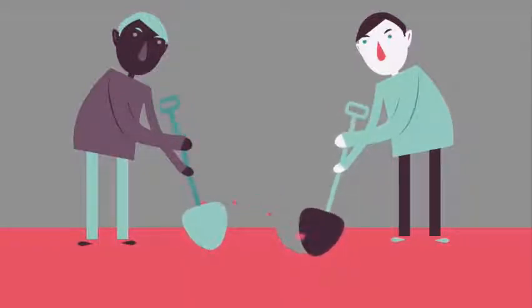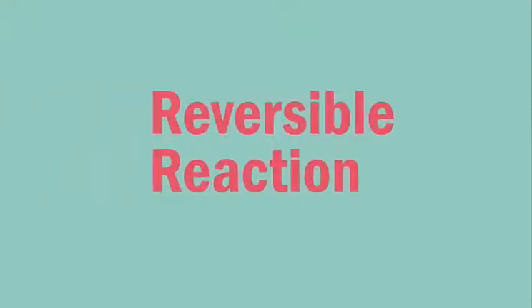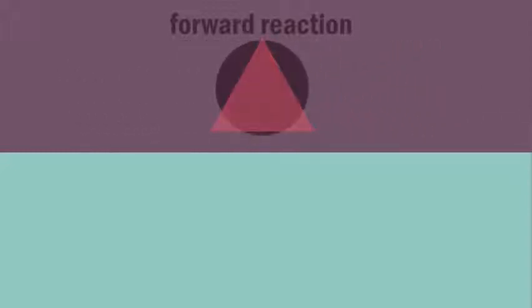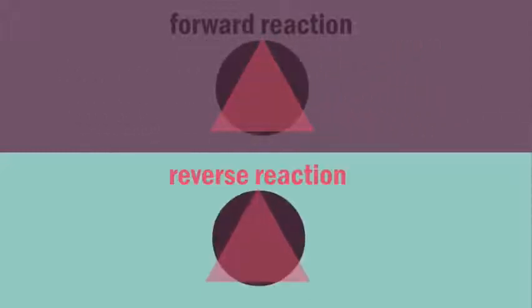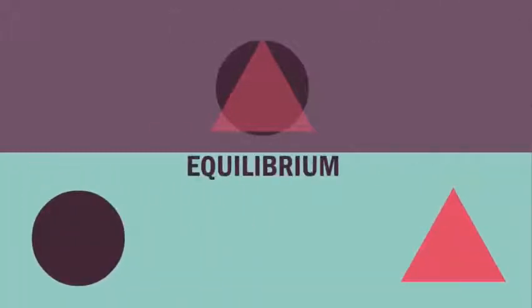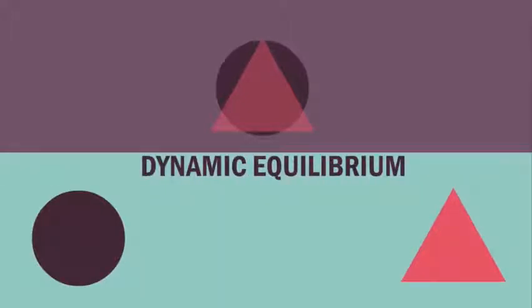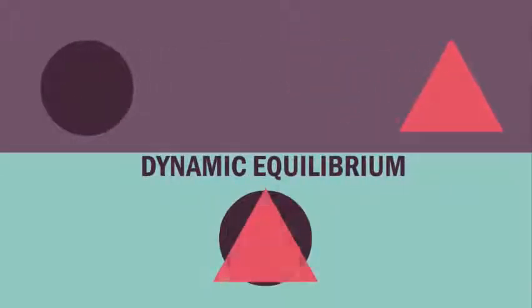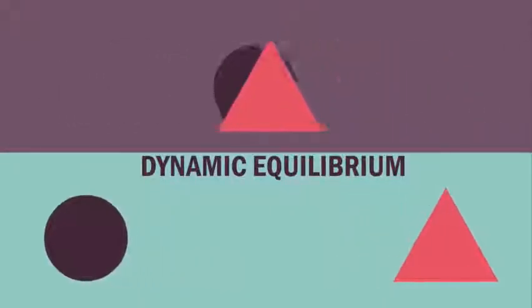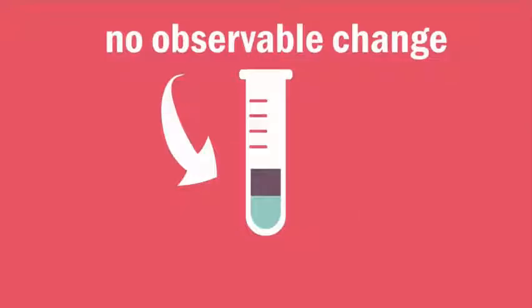of the hole. The same concept can be applied to a reversible reaction. If the rate of the forward reaction, reactants to products, is the same as the reverse reaction, products to reactants, the reaction is said to be at equilibrium. This is called a dynamic equilibrium because both processes are occurring simultaneously, even though there is no overall observable change.